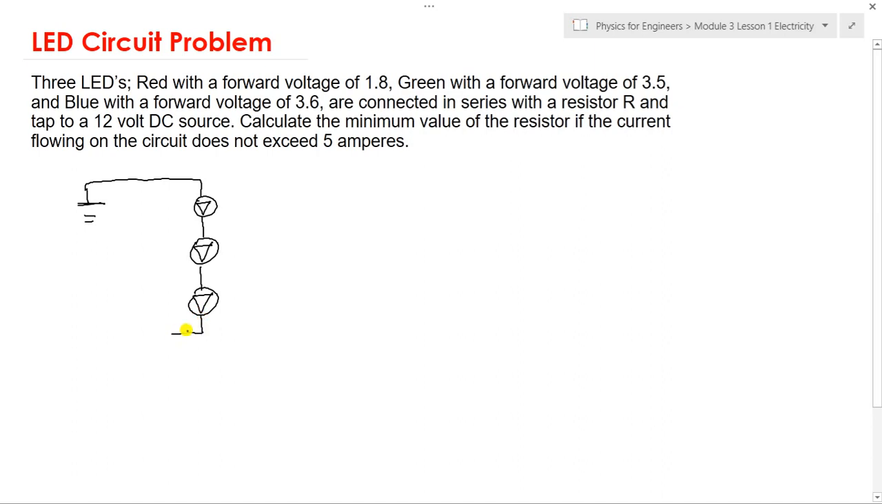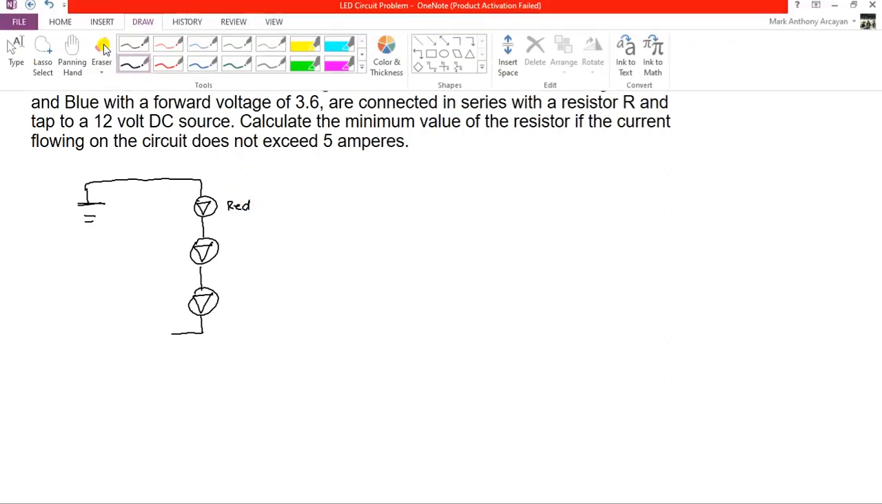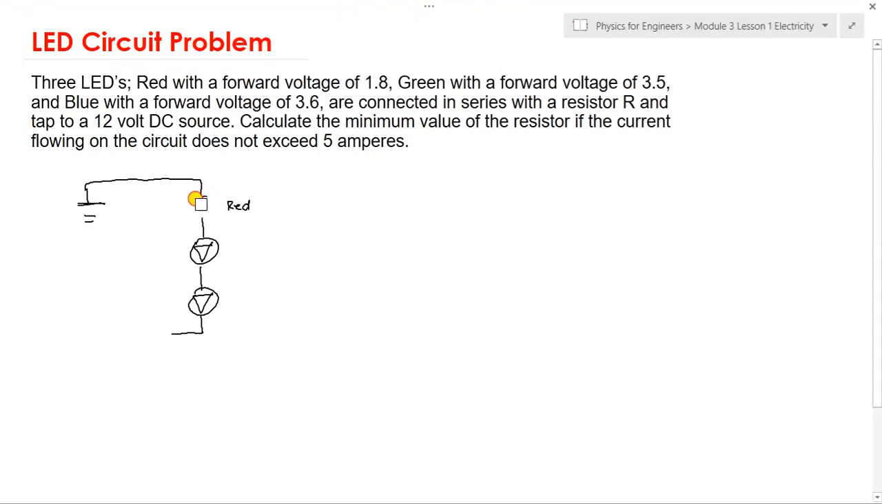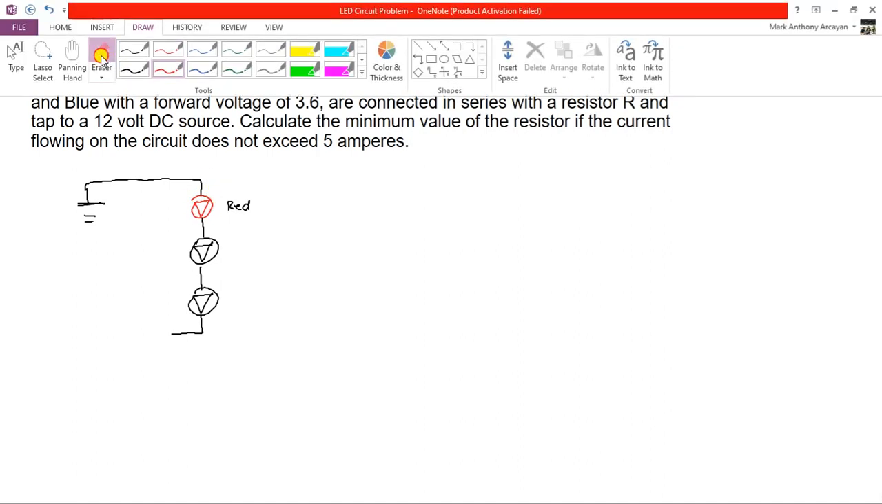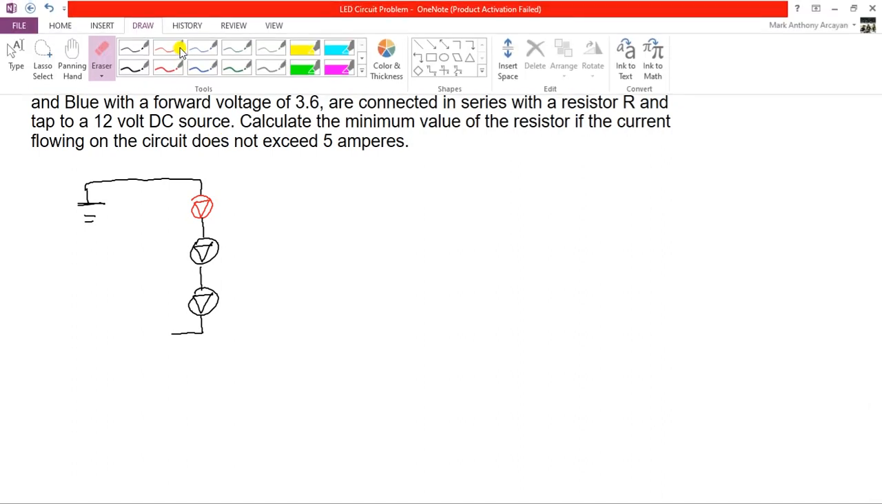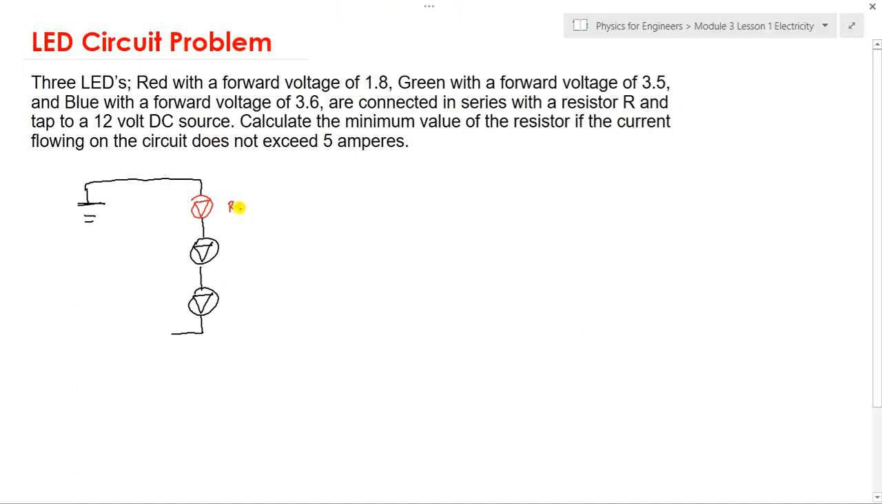So, three LEDs, red with a forward voltage of 1.8. Again, for every LED class, what we call the forward voltage. So this is red. Okay, to make it nicer, we'll replace it. So this one, the red LED. This is a red LED with a forward voltage, meaning the voltage across this LED is equal to 1.8.